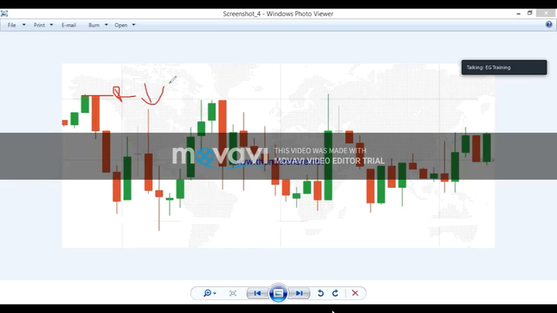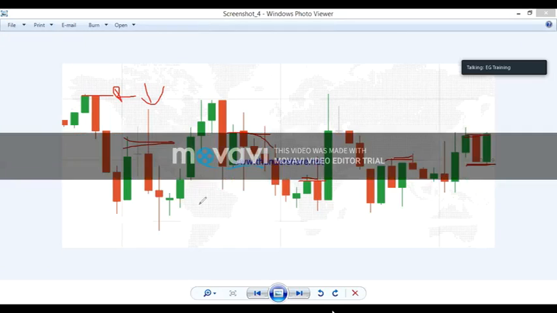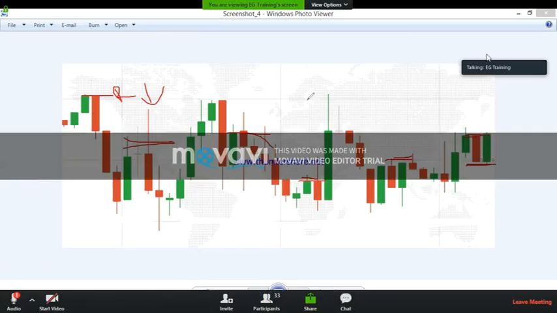Sometimes the market will respect the resistance level, sometimes it doesn't respect. Like this, and like this. Sometimes it will respect, sometimes it doesn't respect the SNR levels.